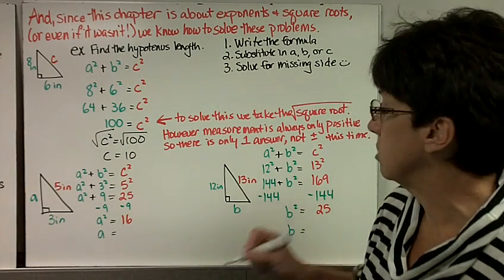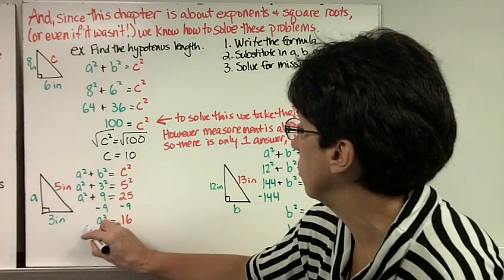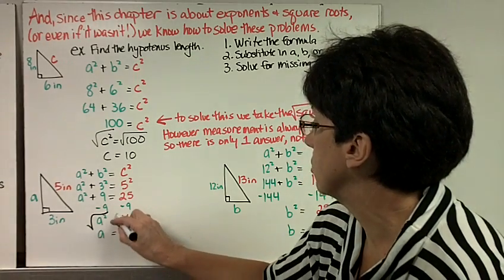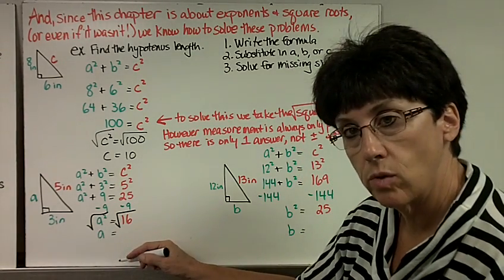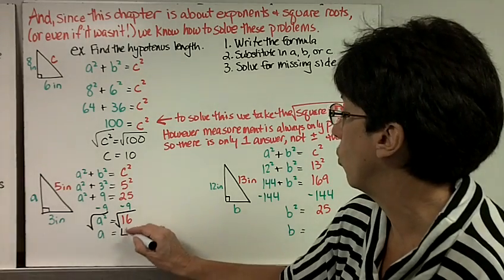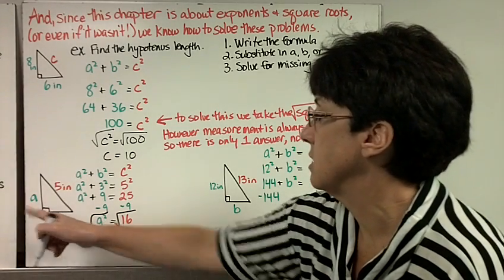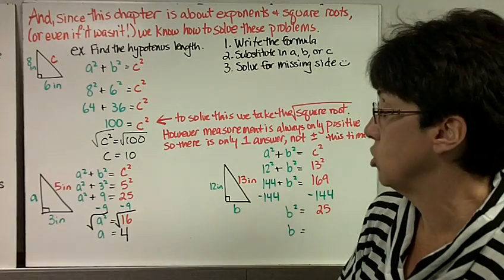So now what I would do to solve this is I take the square root of both sides. The square root of A squared is A, and what is the square root of 16? 4. So that means that this leg is 4 inches.